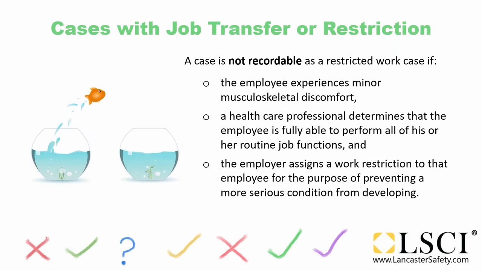Here's an example. An employee has a work-related injury and is examined by a physician. The employee was released to return to work full duty with a 30-pound lifting restriction. This employee works in an office setting and is not expected to lift more than 30 pounds during a normal work week. Routine job functions are those activities the employee would normally perform at least once per week. In this scenario, this employee is restricted from activities that he or she may have performed only once or twice a month, and therefore it does not meet the definition of a routine job function.